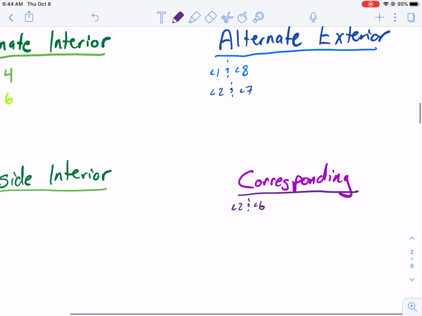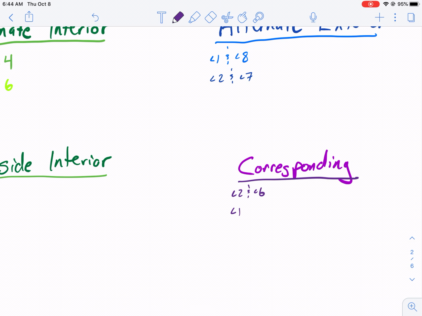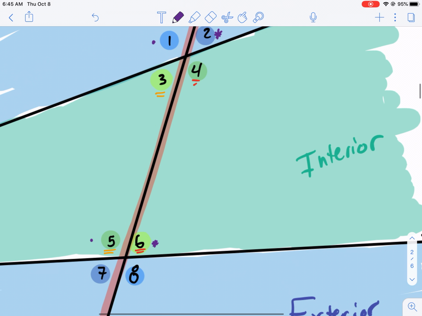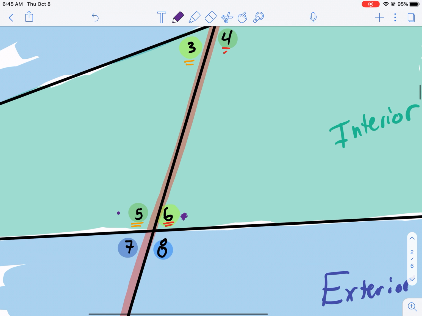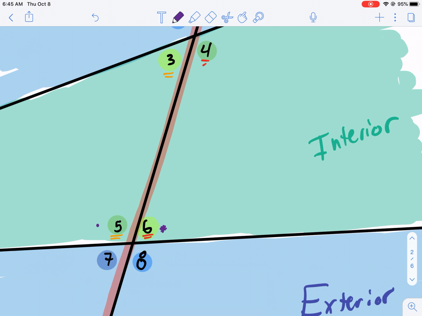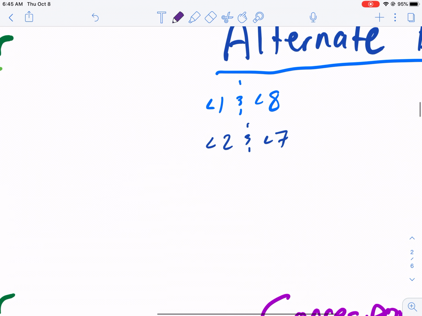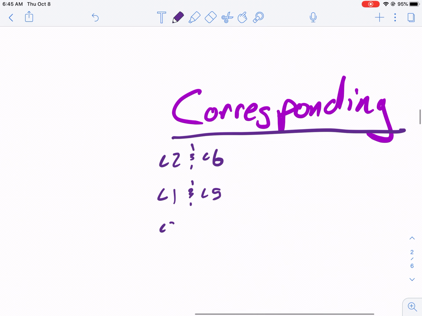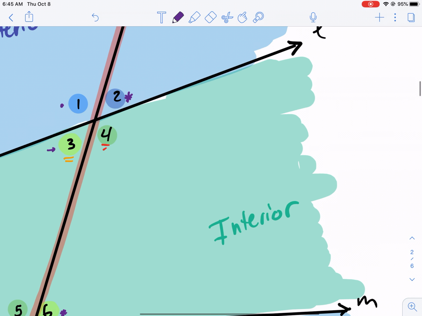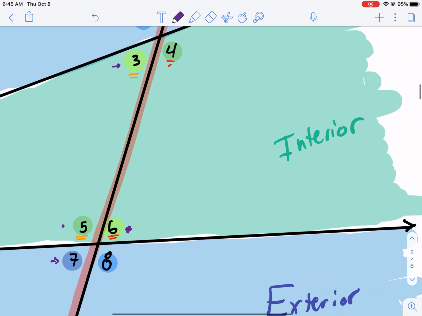Okay, they're in the top left. Angle 1 is in the top left. Angle 5 is in the top left. Okay. Let's go down. Can you guess the next one? So angle 3 and angle 7 are both in the bottom left. So we have angle 3 and angle 7. And the last one, we have angle 4 and angle 8.